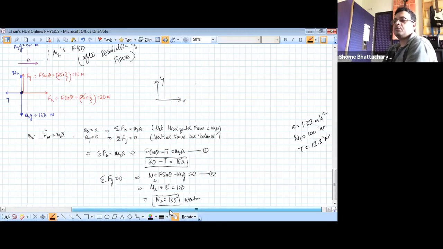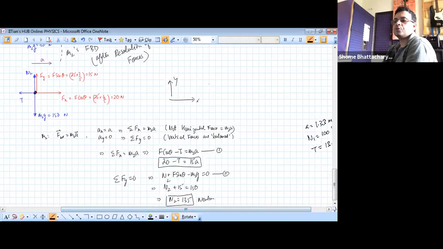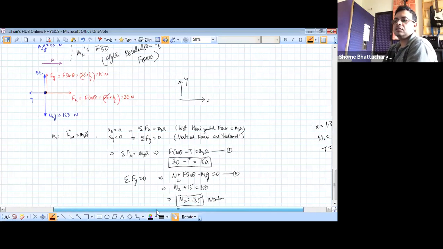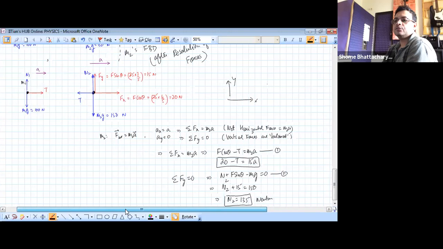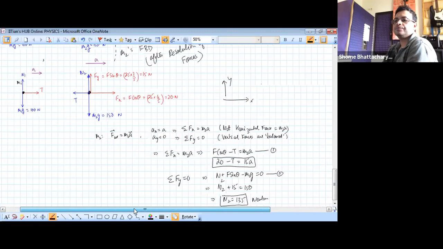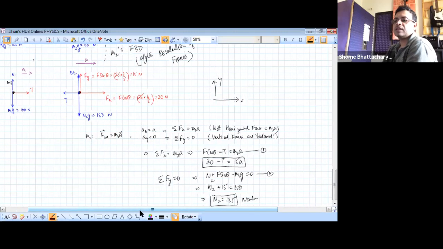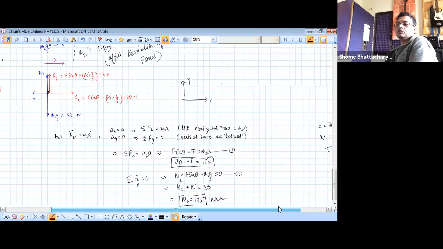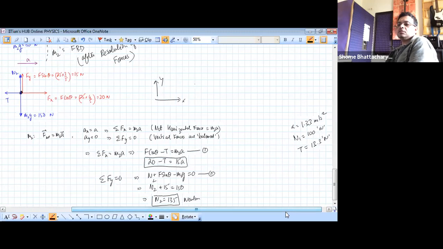So just try what I'm saying yourself. I've solved the FBD equations for the second block. Now similarly, solve the FBD equations for the first block. Then solve the equations simultaneously to eliminate tension and get acceleration, and then substitute the acceleration here. You should be getting the values as these.